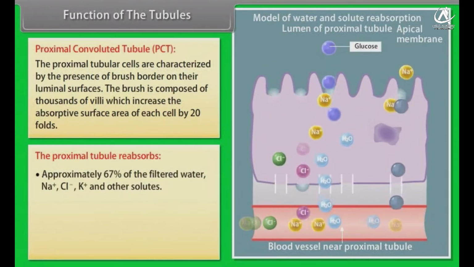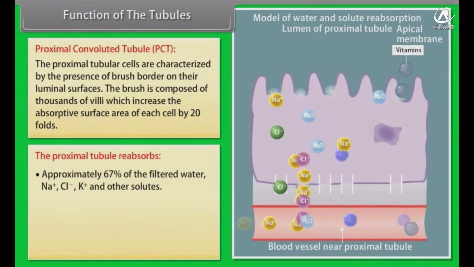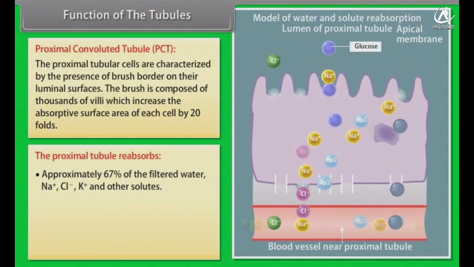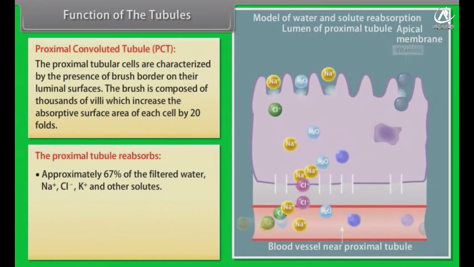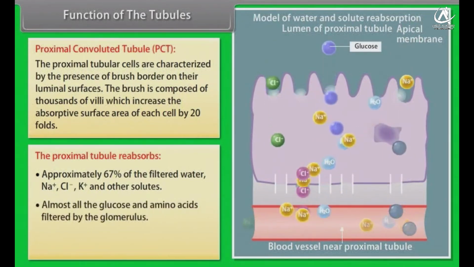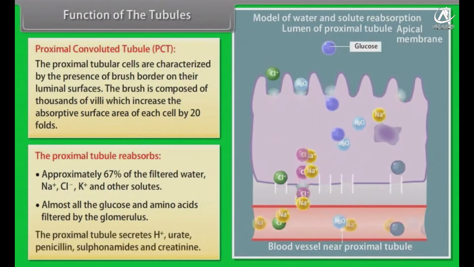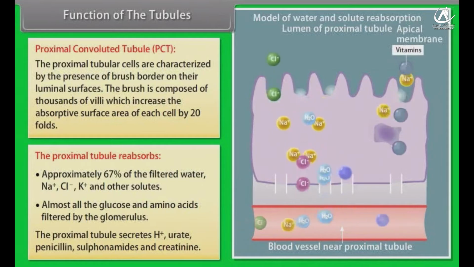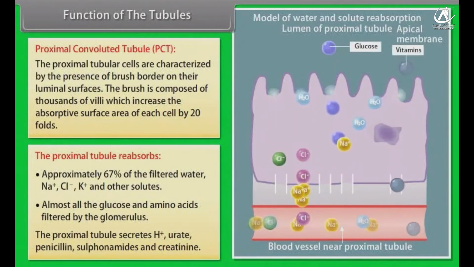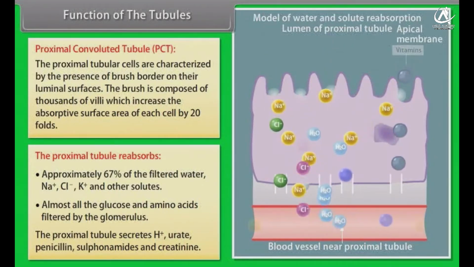approximately 67% of the filtered water, Na+, Cl-, K+, and other solutes, and almost all the glucose and amino acids filtered by the glomerulus. The proximal tubule secretes H+, urate, penicillin, sulfonamides, and creatinine.